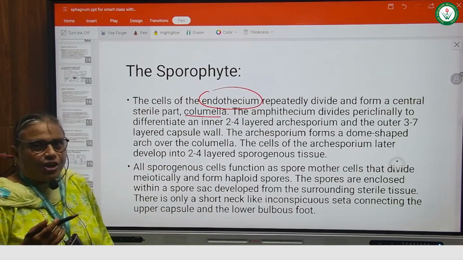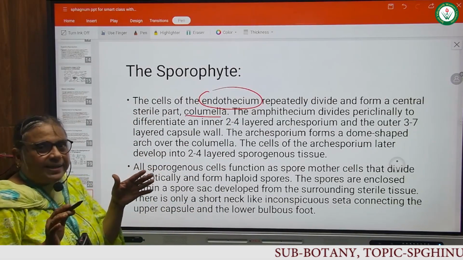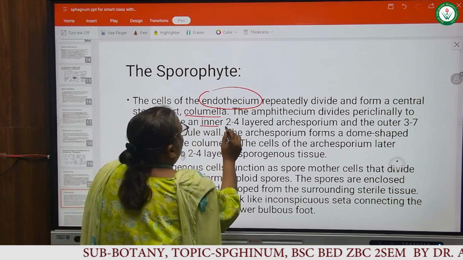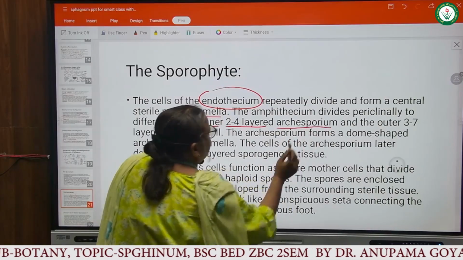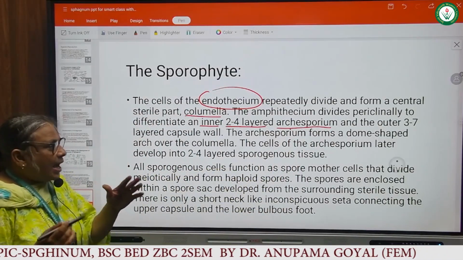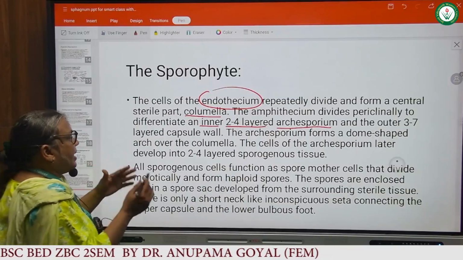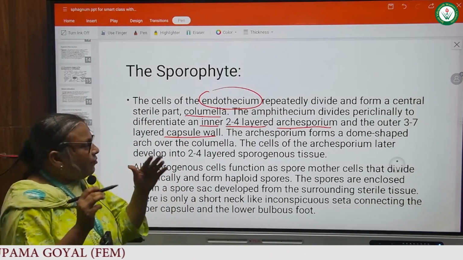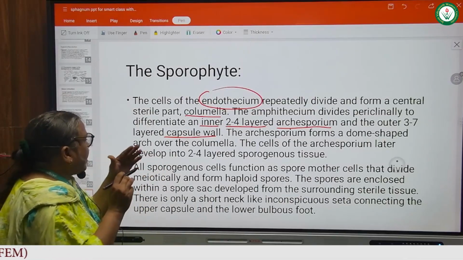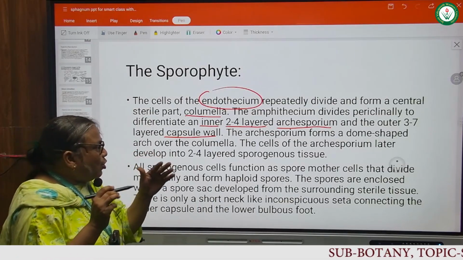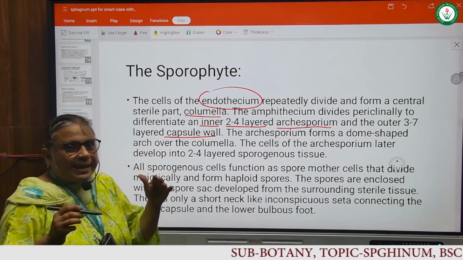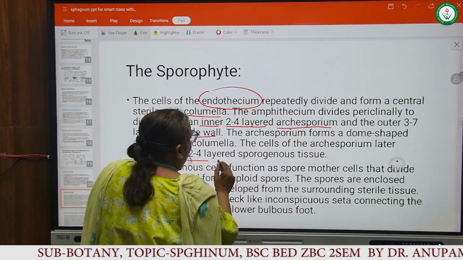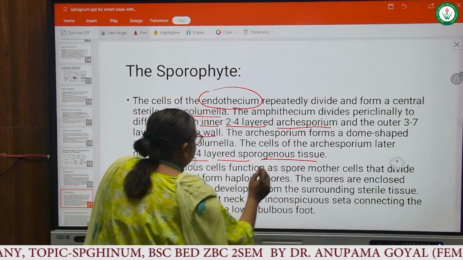The amphithecium divides periclinally to differentiate into an inner 2 to 4 layered archesporium and the outer 3 to 7 layered capsule wall. The archesporium forms a dome-shaped arc over the columella. The cells of the archesporium later develop into 2 to 4 layered sporogenous tissue.